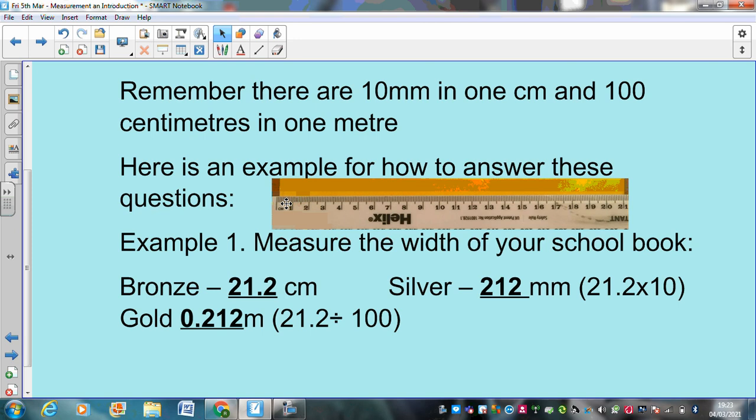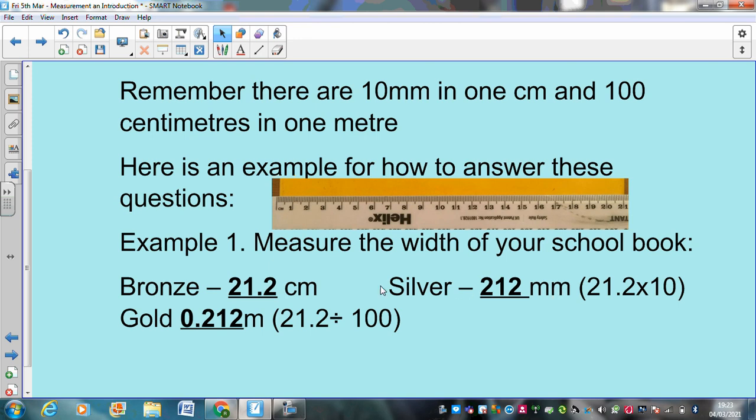So I've used my centimeter ruler here and I measured it as 21.2 centimeters. And if you're doing bronze, that's all you need to do. 21.2 centimeters, and you write that answer on your sheet. If you're going to go for silver, I want you to convert that 21.2 centimeters into millimeters.